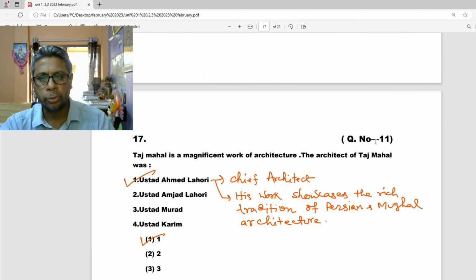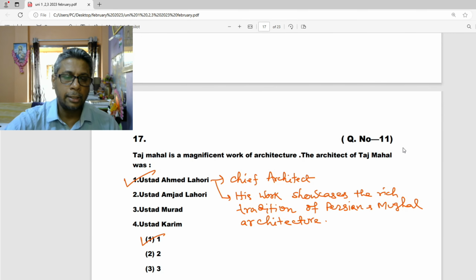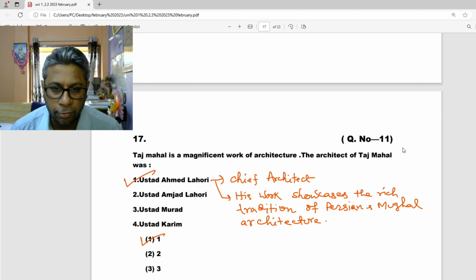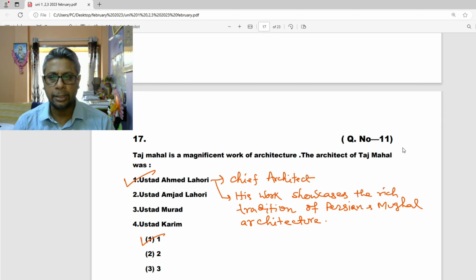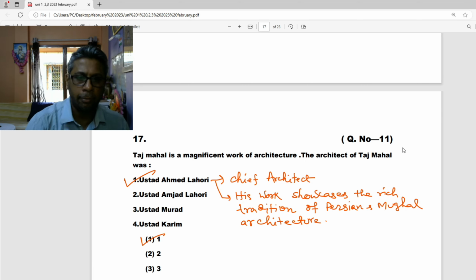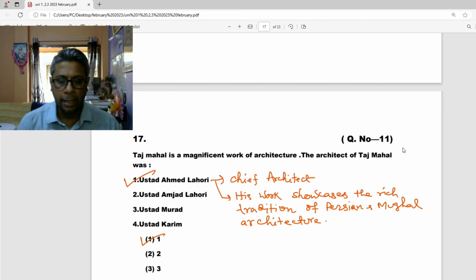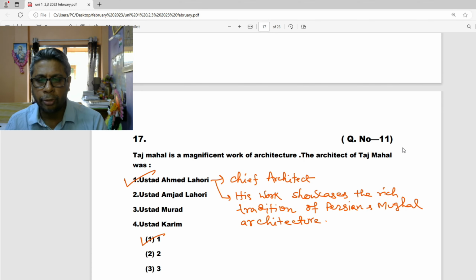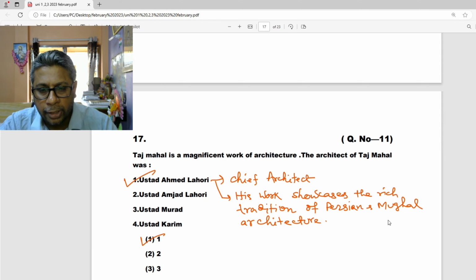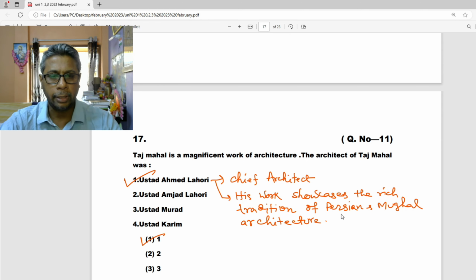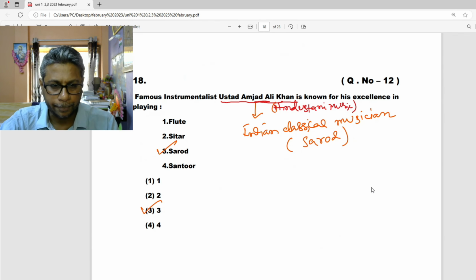Next question, question number 11. Taj Mahal is a magnificent work of architecture. The architect of Taj Mahal was Ustad Ahmed Lahori. And you have to keep information about Ahmed Lahori. He was the chief architect and his work showcases the rich tradition of Persian and Mughal architecture. You have to remember Taj Mahal is based on Persian and Mughal architecture.